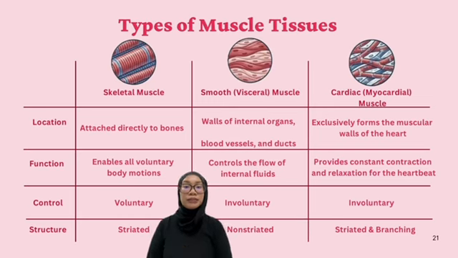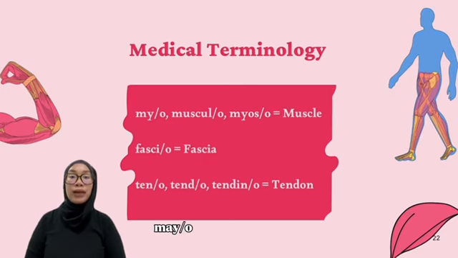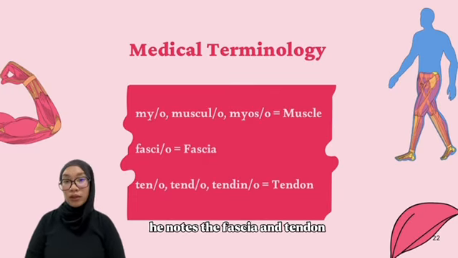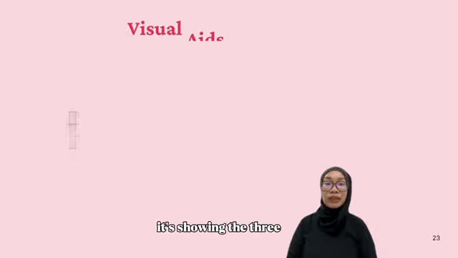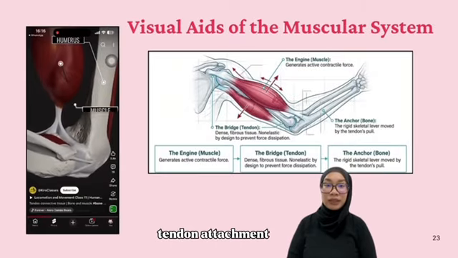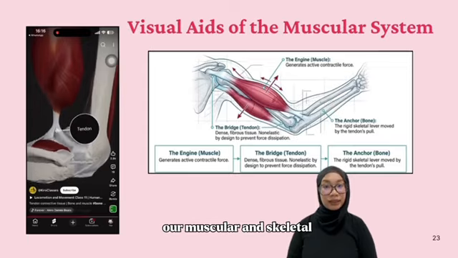When learning medical terminology for this system, remember these key roots. Myo and muscular refer to the muscle itself. Fascio denotes the fascia, and tendon refers to a tendon. As we conclude, please refer to the visual aids showing the 3 tissue types and this specific tendon attachment diagram, which illustrates the critical bridge between our muscular and skeletal system.